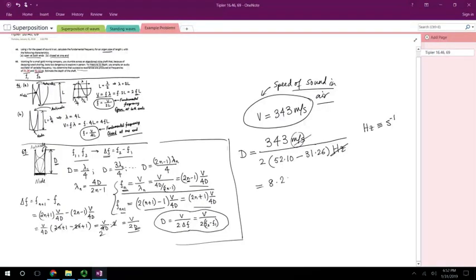is equal to 8.23 meter. So that is our D. So the depth of the mine is 8.23 meters, and that's all the problem is asking for.